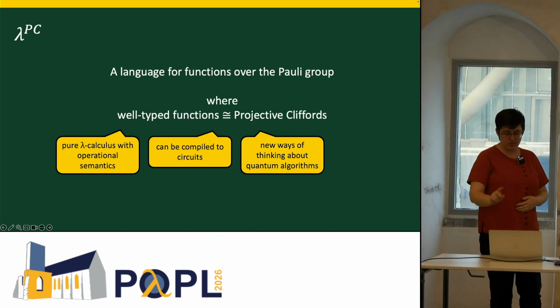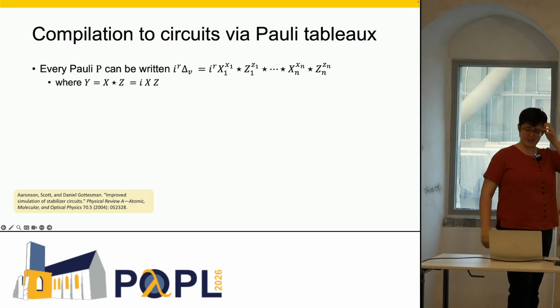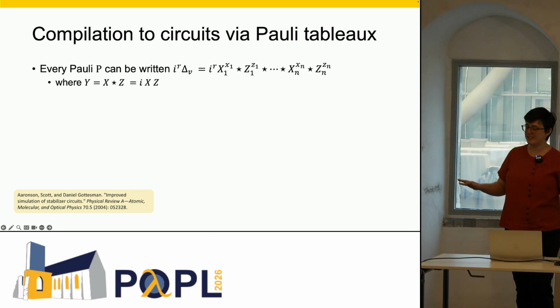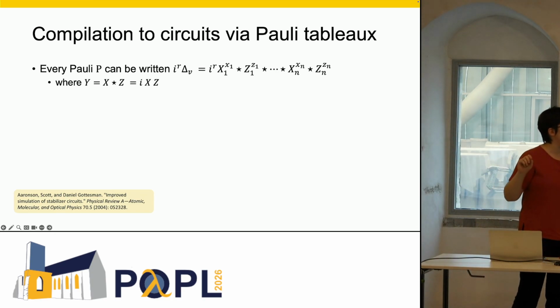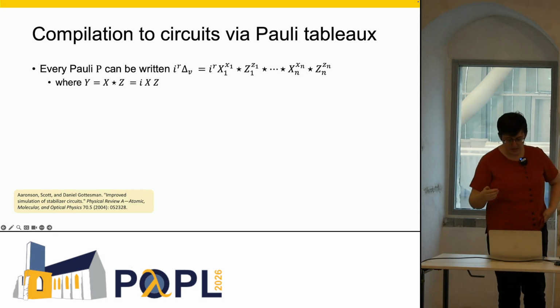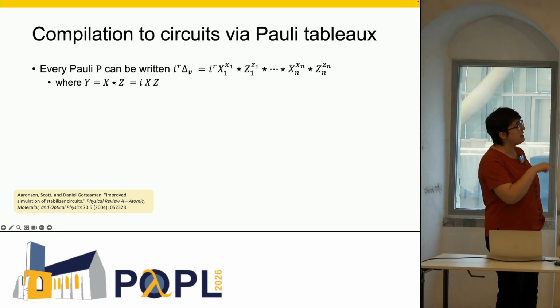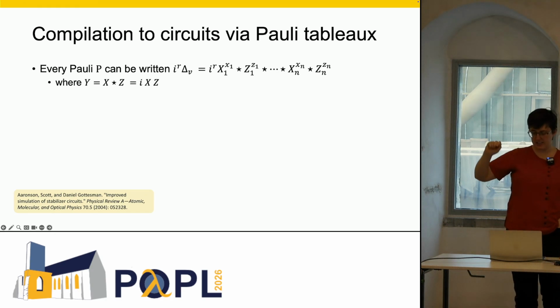Okay. So this middle part, the compilation to circuits, sounds quite hard, but it isn't. Or at least it's understood very well, so it's all worked out. This is using the same ideas as Pauli tableaux, if you've seen those. Basically, the idea is the following. Every Pauli can be written in the following form. I'm going to write a power of i followed by a bunch of x's and z's.